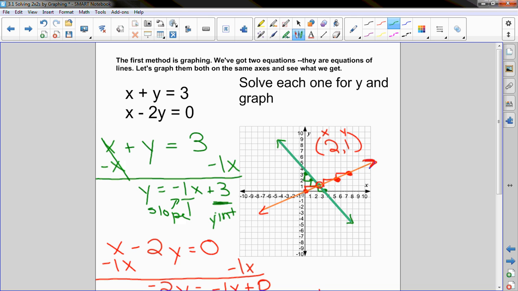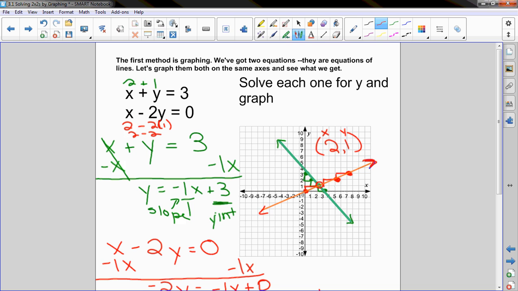Okay, so if I put a 2 in for x in the first one and a 1 in for y, is it true? Yep. Okay. Let's try with the other one. Let's try with the red one. And again, I'm going to put a 2 in for x and a 1 in for y. Is it true? Yeah, because it'll be 2 minus 2, and that is 0. So that's what you're getting.